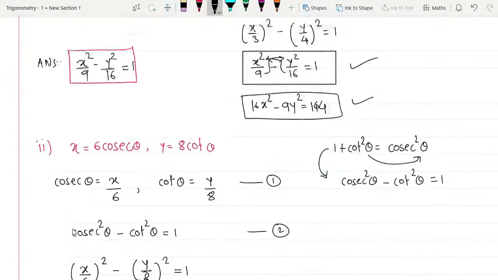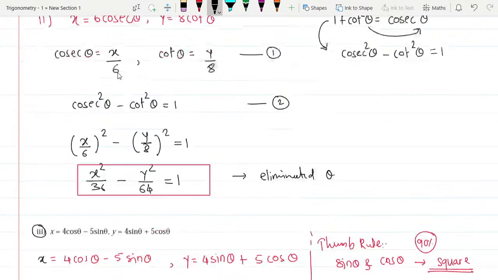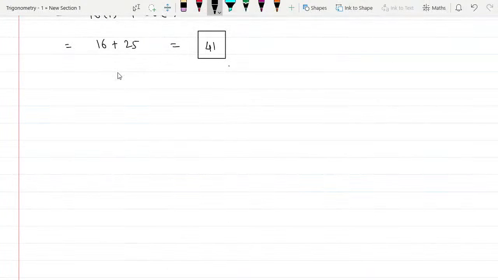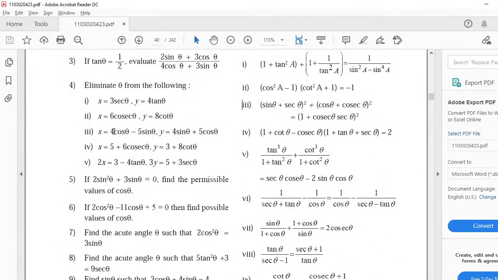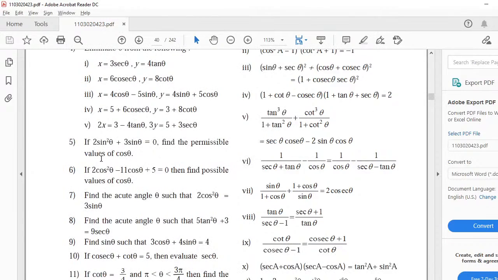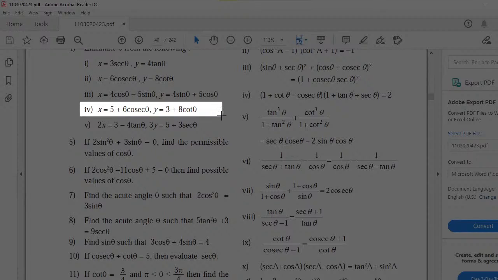Now let's take the next question. So what the next question is saying, x equals 5 plus 6 cosec theta. Let me take the question directly from the textbook. So yes, one more question I will solve. If you have any doubt you can discuss here, please. So this is what the question is: x equals 5 plus 6 cosec theta and y is equal to 3 plus 8 cot theta.